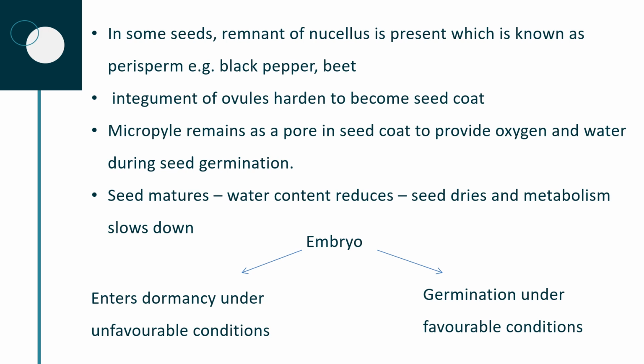Integuments of ovules harden to become the seed coat, and the micropyle remains as a pore in the seed coat which provides oxygen and water during seed germination. With seed maturation, water content reduces and seeds become dry and metabolism slows down. The embryo enters dormancy if the conditions are adverse, or it germinates when there is favorable condition and moisture, oxygen and suitable temperature are provided to the embryo.